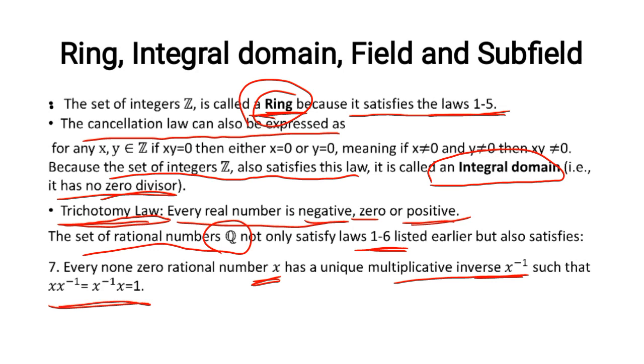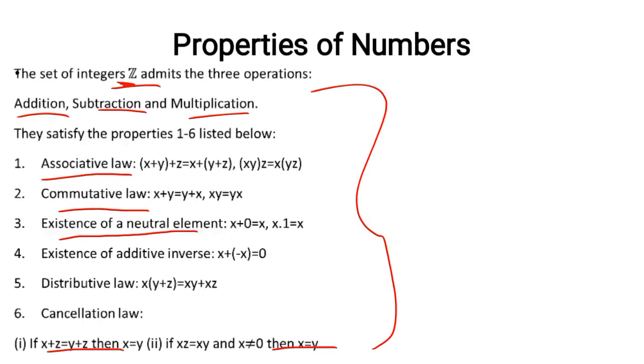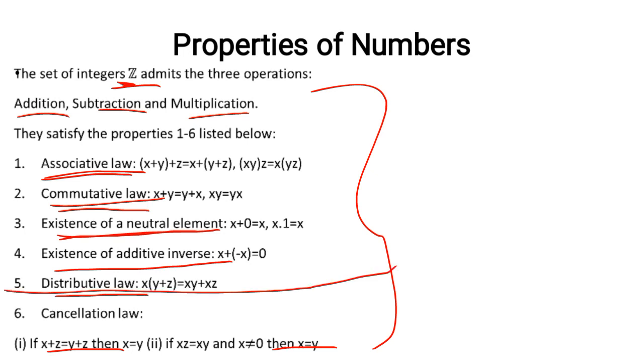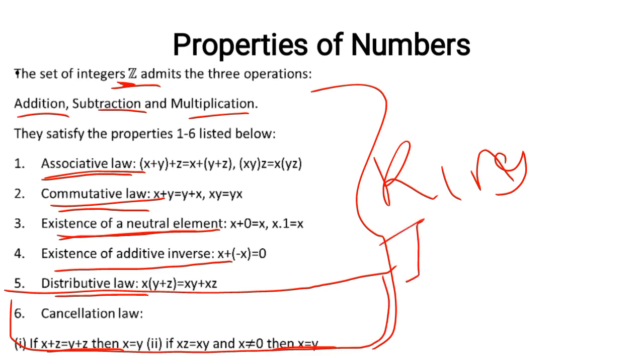Okay, so we now know that the set of integers, when it satisfies the identities 1 to 5, associativity, commutative law, existence of a neutral element, existence of an additive inverse, distributive law, we call it a ring, right? That's what the set of integers is called, a ring. Now, if it satisfies all the way to the 6th one, the cancellation law, it is an integral domain, right? That's what we said. It's called an integral domain.